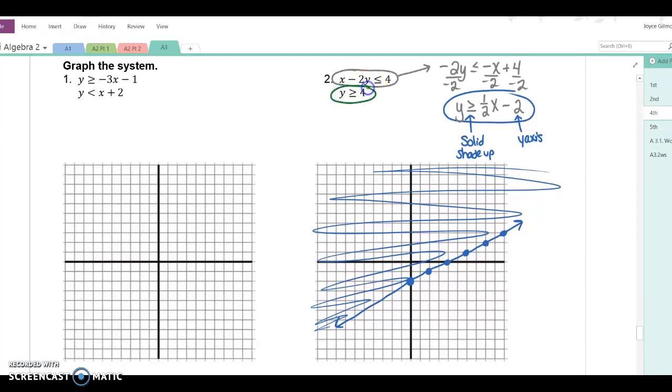Our next inequality is y is greater than or equal to 4. Do you notice there's no x in this inequality? So this is a horizontal line at 4. Hopefully you haven't completely obscured where that is. Is this going to be a solid or a dashed line? So a solid horizontal line at 4. And we are going to shade up because it's greater than.